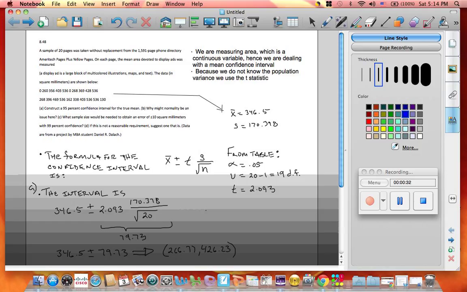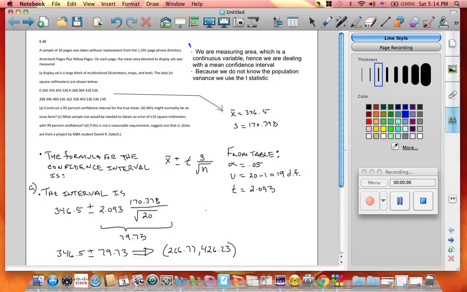So the first thing to notice over to the right is that we are measuring the area. And area is a continuous variable, hence we're dealing with the mean confidence interval, right? We're taking the mean of the data set that we have there. And because we do not know the population variance, we need to use the t-statistic, right? Now, if you use Excel for this data, you should be able to get the mean of 346.5. Remember, we use X bar because it's a sample mean. We use a standard deviation S because it's a sample also, and it comes to 170.398.